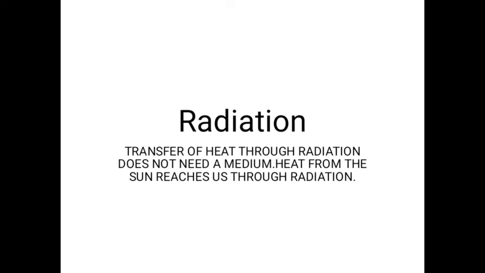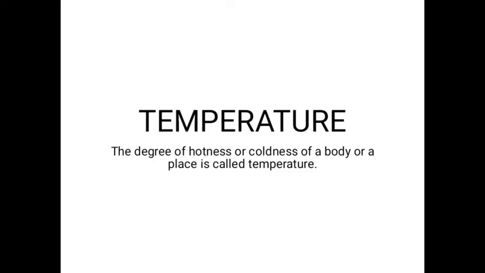Radiation. We have seen that the conduction and convection of heat take place in different mediums by the movement of molecules in them. Transfer of heat through radiation does not need a medium. The heat or energy that is transferred from one medium to other is called radiant heat. Heat from the sun reaches us through the process of radiation. Temperature. The degree of hotness or coldness of a body or a place is called temperature.